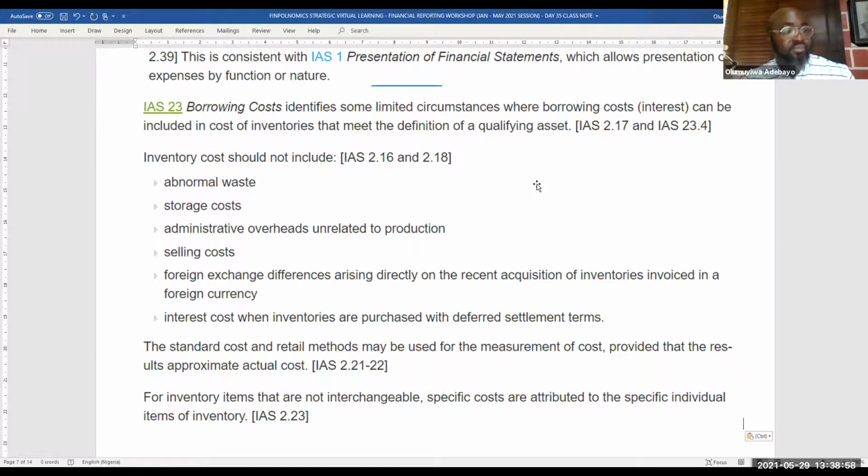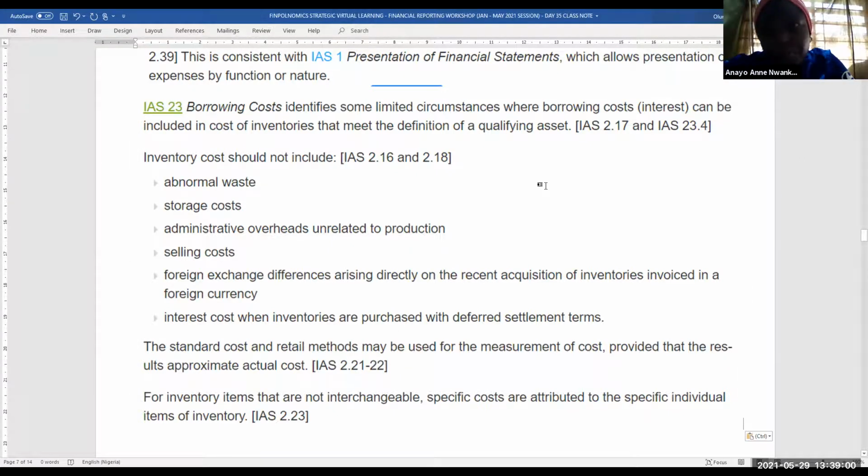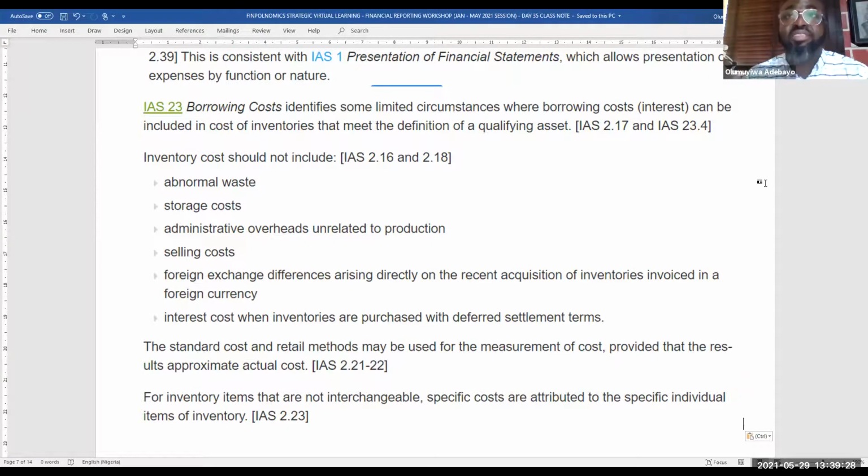Anne, can you read? Oh, okay. Borrowing costs, IAS 23. Borrowing costs identifies some limited circumstances where borrowing costs, that is interest, can be included in cost of inventories that meets the definition of a qualifying asset. With reference to IAS 2 paragraph 17 and IAS 23 paragraph 4.